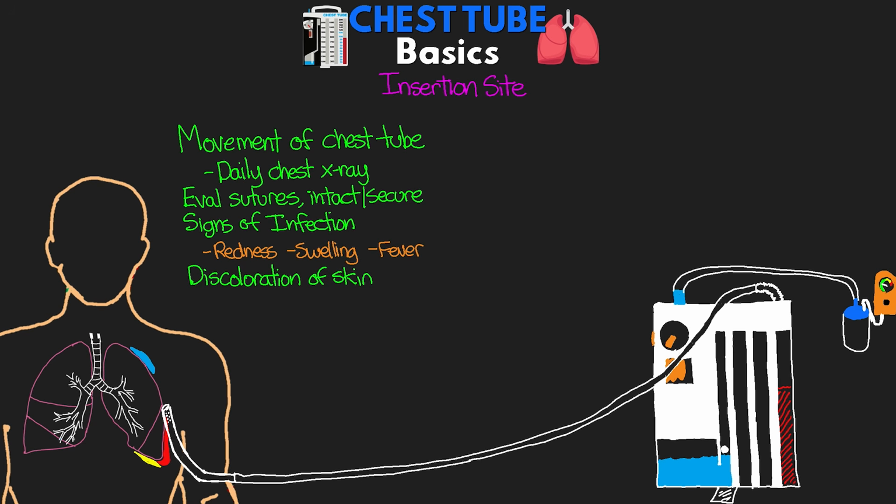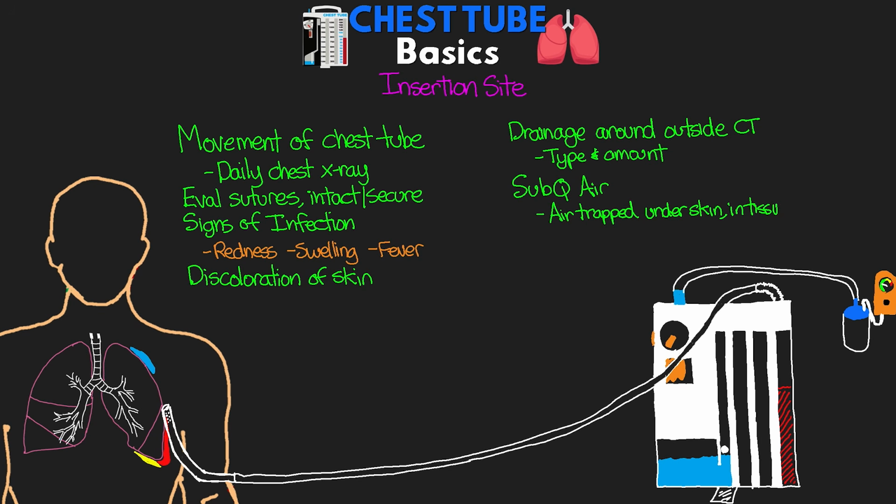We also want to pay attention to and note whether there's any drainage coming from around the outside of the chest tube. And here we want to be keeping an eye on the type and the amount of this drainage. And then lastly, we also want to assess the area around the chest tube insertion site for signs of subcutaneous emphysema or subcu air. And this is essentially where air gets trapped underneath the skin in the tissue.